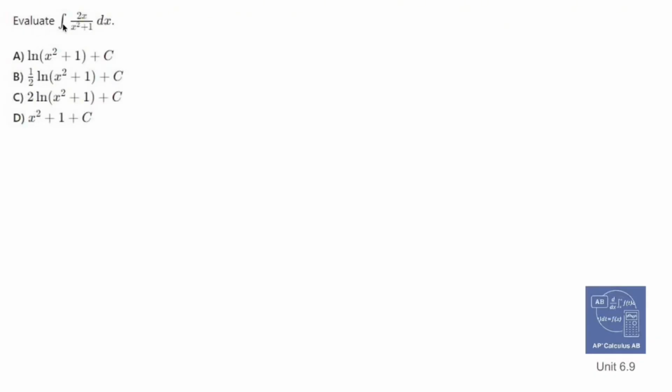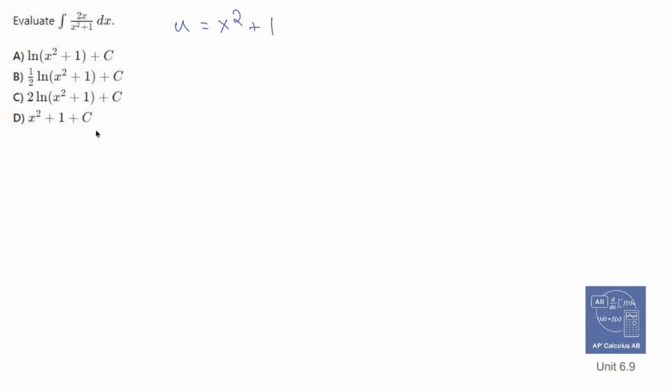Evaluate the integral of 2x over x squared plus 1 dx. Well, this looks like quotient rule, but there's no such thing as quotient rule for integration. So what we do is we use u substitution. We choose a u that looks like its derivative is lingering around. It looks like the derivative of x squared plus 1 is lingering around up here, so I'm going to let u equal x squared plus 1.